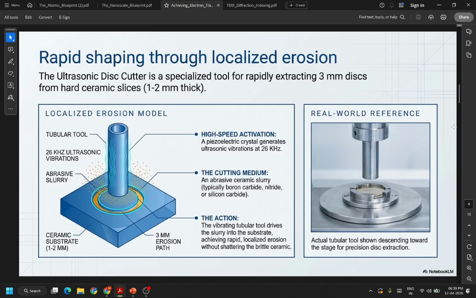So a piezoelectric crystal generates ultrasonic vibration at 26 kilohertz, and then an abrasive ceramic slurry such as boron carbide, boron nitride, or silicon carbide is used as a cutting mechanism. So the vibrating tubular tool drives the slurry into the substrate, achieving rapid localized erosion without shattering the brittle ceramic.